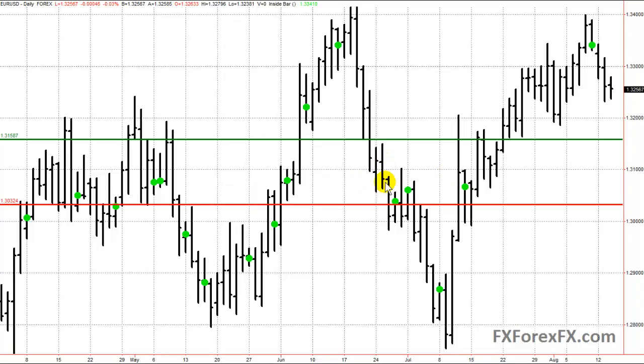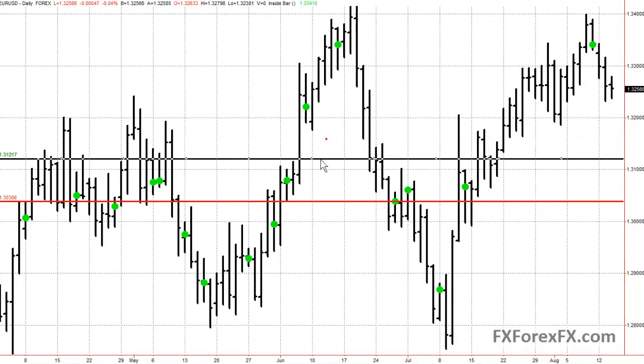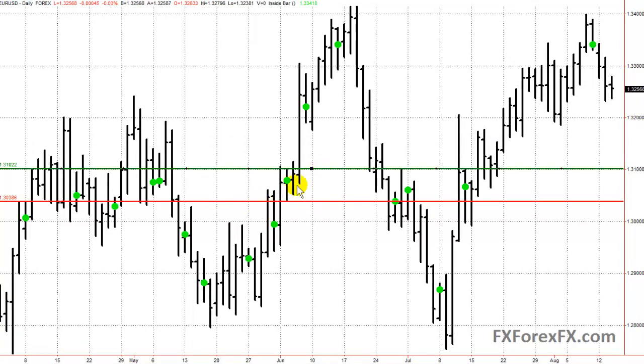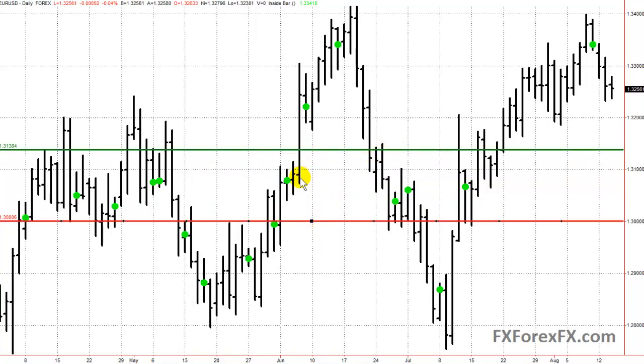But first, let's take a closer look at an inside bar. Okay, so let's take this one for instance. Inside bar there. Okay. And what defines an inside bar, I'll move this out of the way to make it easier, is that the high is lower than the previous high, and the low is higher than the previous low. High lower than the previous high, low higher than the previous low. Okay, so this is consistent throughout.